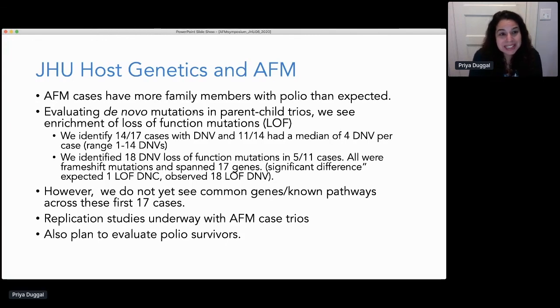Unfortunately, we didn't see a smoking gun where there was a clear common gene or a clear known pathway that emerged among these first 17 cases. But replication studies are underway with an additional 25 cases and their families. And we also plan to evaluate our polio survivors so that we can see what's happening with those individuals.